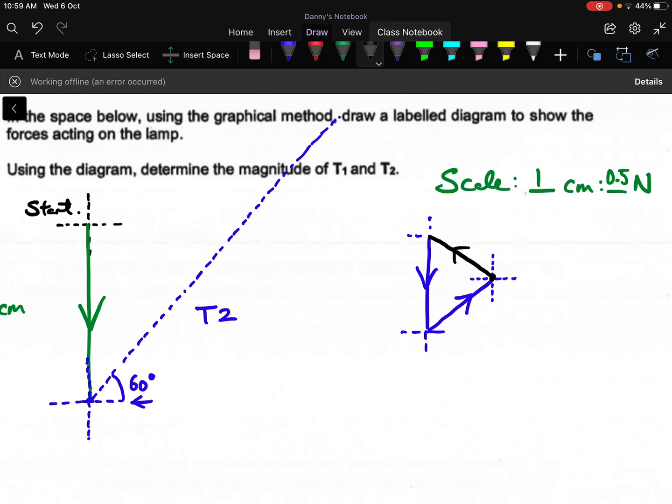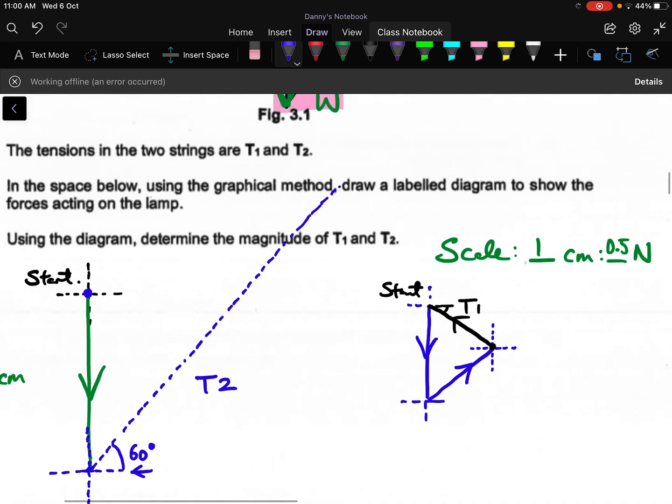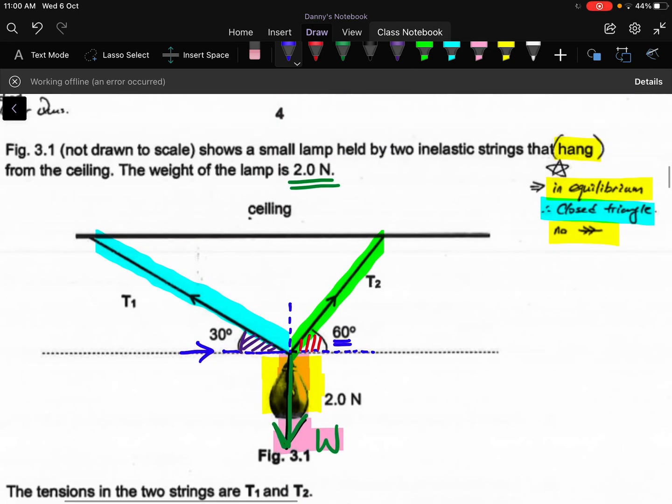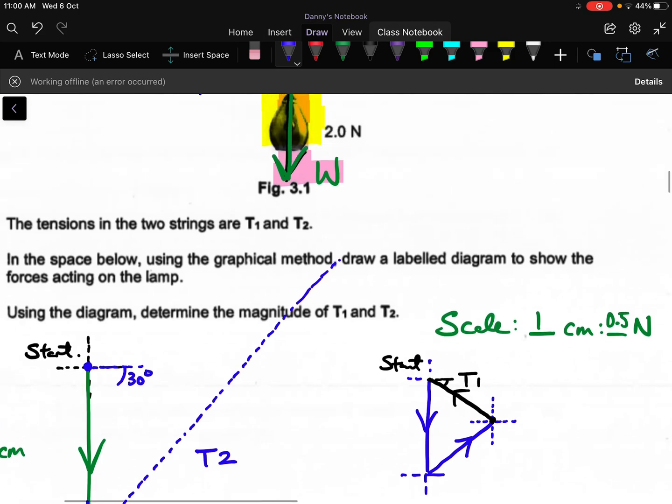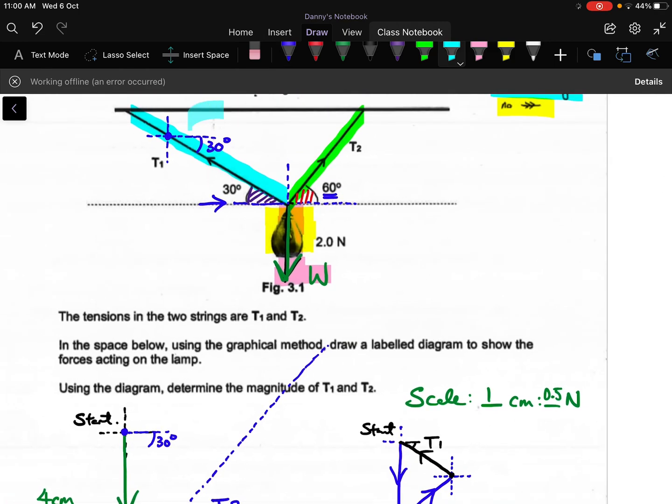This is what we mean by a closed triangle. This means that my T1 must end at the start. So although I do not know where I can start drawing my T1, I know that my T1 must come back to the start. So actually I can draw my T1 from the end. So this is my T1. If, let's say, this is the end, I would notice that my T1 will end at an angle of 30 degrees from the horizontal. So from the end, I am going to measure 30 degrees from the horizontal, just like this.